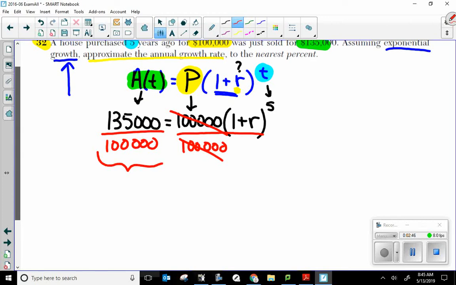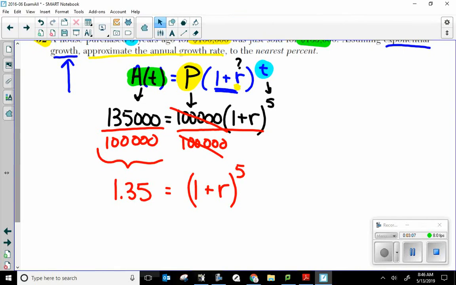Because if you get a decimal that goes on forever, you should wait, because you shouldn't round until the very end. Fortunately for us, if I divide this out, I get 1.35 exactly, and it ends there. So I'm going to use 1.35 equals 1 plus r raised to the fifth.